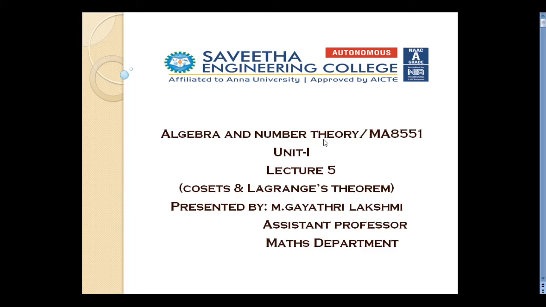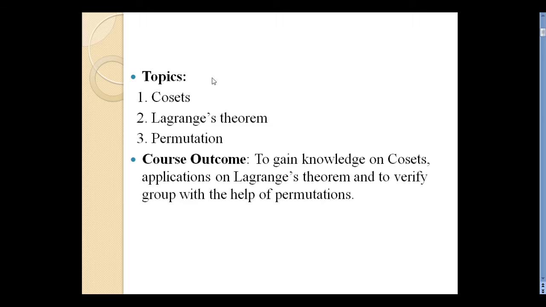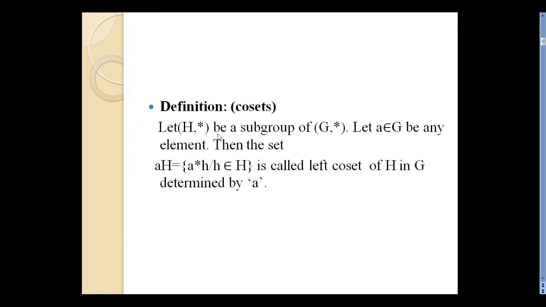Today we will see algebra and number theory. In unit 1, we are going to see cosets and Lagrange's theorem. This is lecture 5. Topics covered in this unit: cosets, Lagrange's theorem, permutation. Course outcome of this video: to gain knowledge on cosets, application of Lagrange's theorem, and to verify a group with the help of permutations.